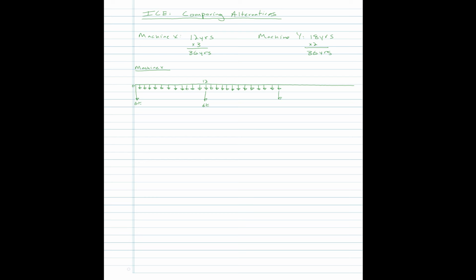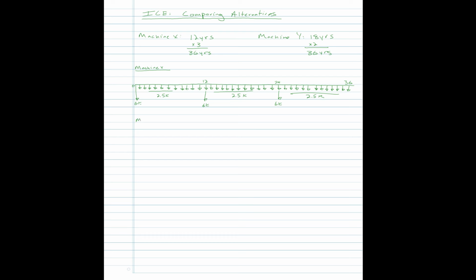In year 24, we buy another one for 6K, and then this new one runs its life, years 25 through 36. We don't buy another one at the end of the 36th year. Each one of these annual expenses was $2.5 thousand. There is no salvage value for machine X.